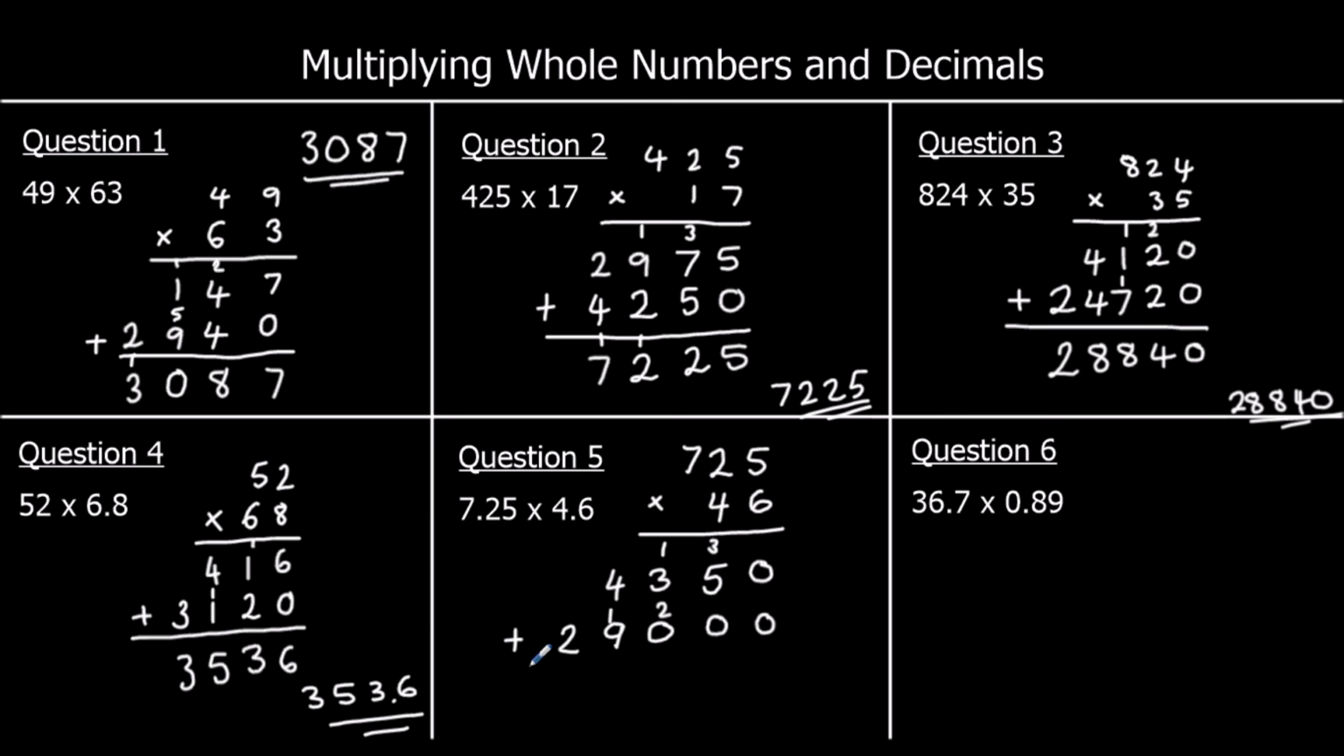So let's add these numbers up. 0 plus 0 in the ones is 0. 5 plus 0 in the tens, 5. 3 plus 0 in the hundreds, 3. 4 plus 9 in the thousands, which is 13. So 3 in the thousands, carry 1 over into the 10,000s. So we've got 2 plus 1 in the 10,000s, which is 3.